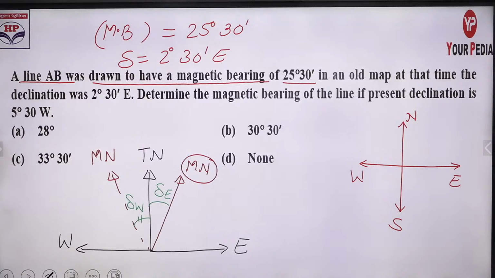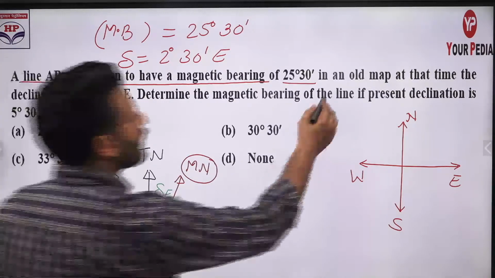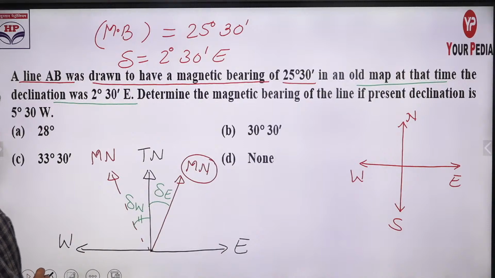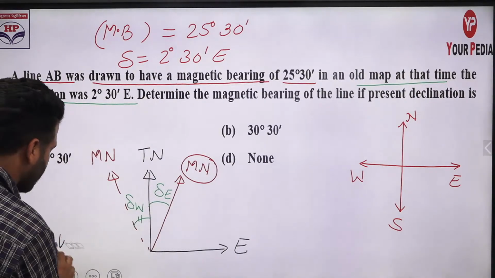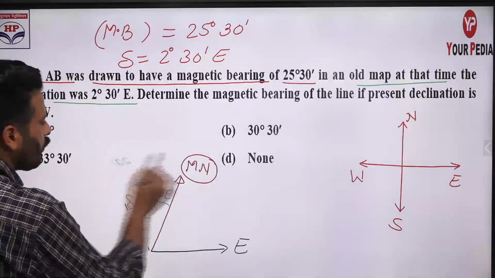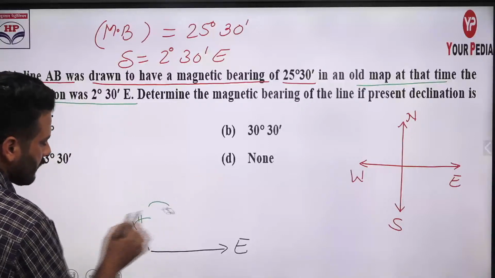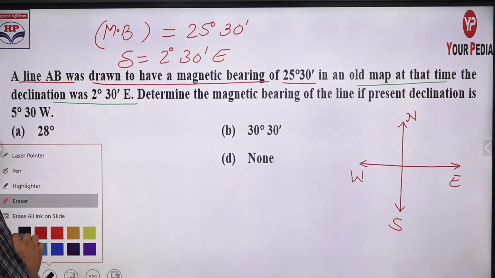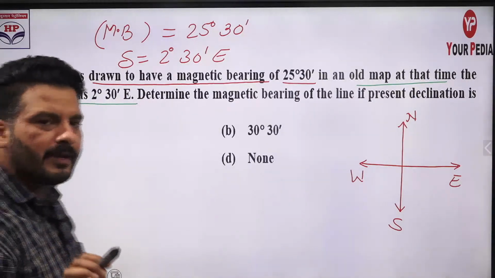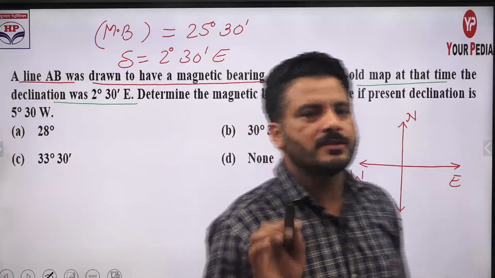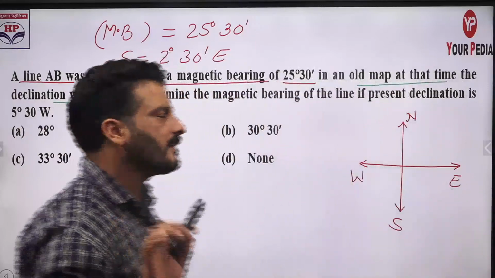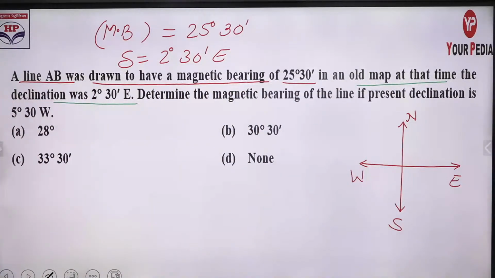Line AB was drawn to have a magnetic bearing of 25 degree 30 minute in an old map. At that time, declination was 2 degree 30 minute east. So let me frame the figure as per the question. Let me draw the true north. With respect to the true north, the true bearing is always constant. But magnetic bearing or declination changes place to place, time to time. So whenever a question is there, first of all try to find the true bearing, after that solve the question.